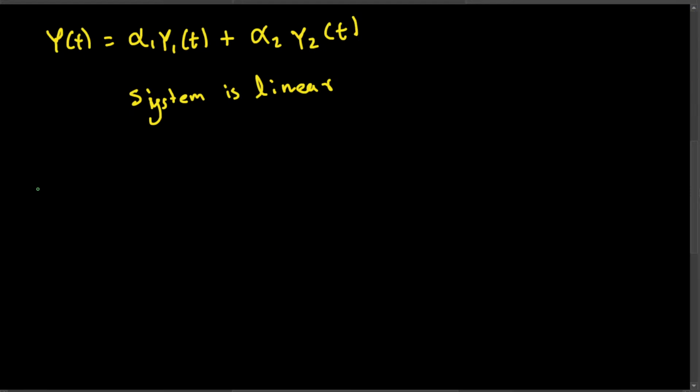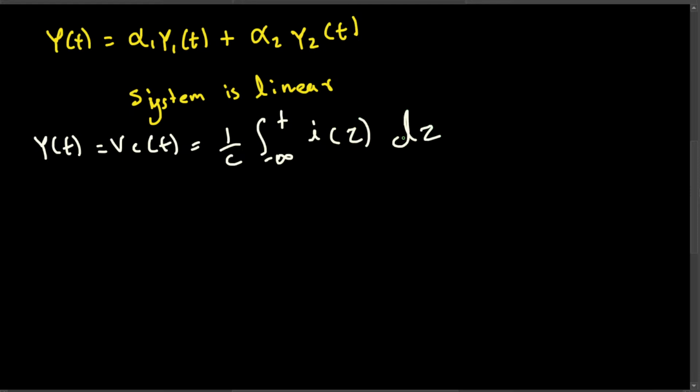Let's write the equation again. y of t is equal to Vc of t, that is equal to 1 over c integration from negative infinity to t of i of tau d tau. Okay, to check whether the system is time invariant, what we can do is a time delay. For example, if I delay the current by t minus t naught, you subtract, that's a time delay. If you apply that, that should give the output y1 of t.